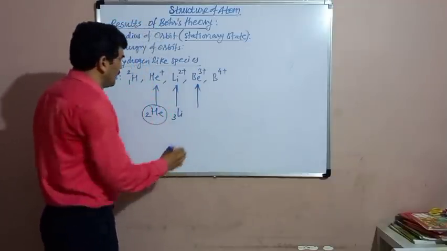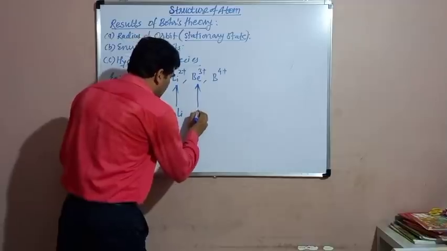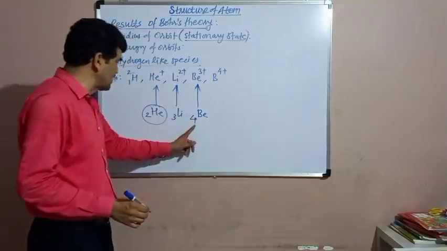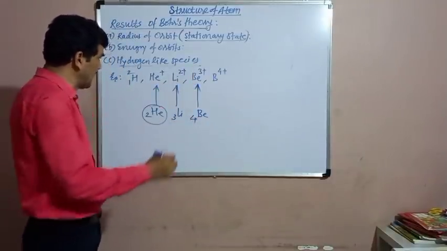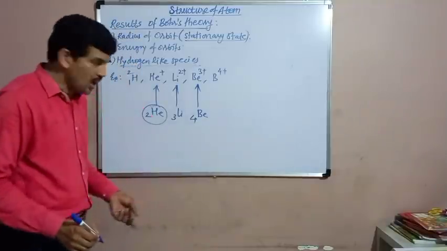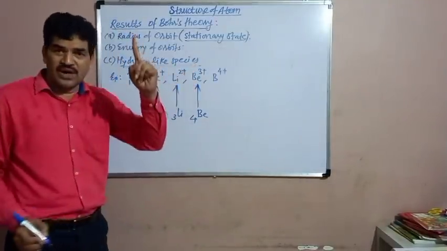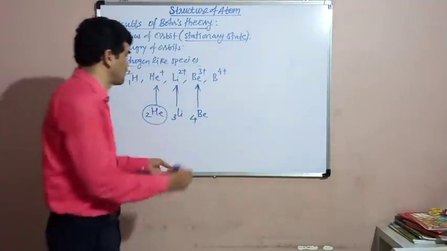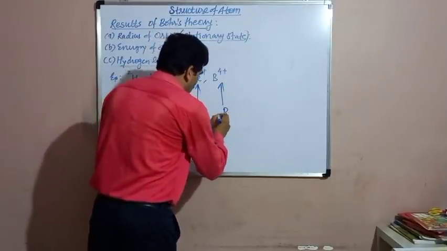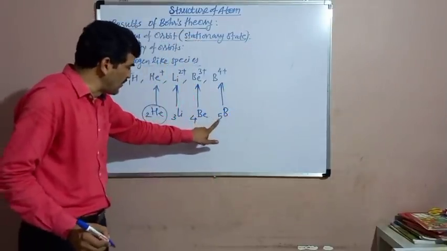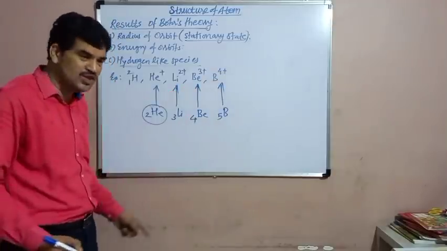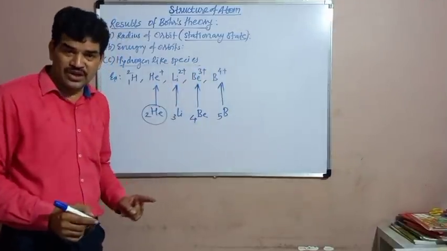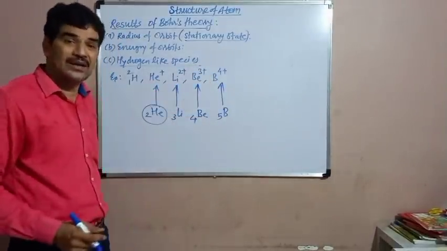Beryllium 3+, the beryllium atom has atomic number 4. Out of 4 electrons, when it loses 3 electrons, it is converted into Be3+. It means in Be3+ only 1 electron remains behind after the loss of 3 electrons, and therefore it is a hydrogen-like species. Further, B4+, the atomic number of boron is 5. Out of these 5 electrons, when 4 electrons are lost, there is a formation of B4+. In B4+, there is a single electron and therefore it is also a hydrogen-like species.